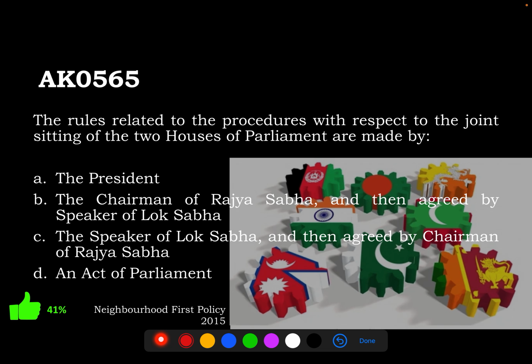The rules related to the procedure with respect to the joint sitting of the two houses of parliament are made by, I already showed you Article 118, Clause 3 earlier. The correct answer is the president. Okay, the third entity of parliament. So president shall be the correct answer. Rest everything is just nonsense to confuse.